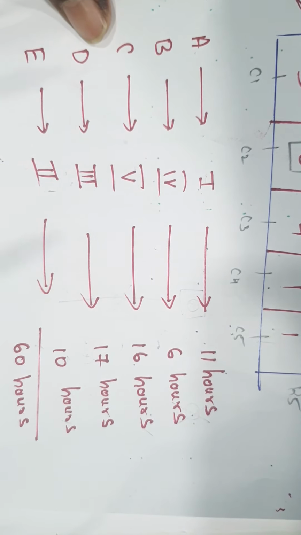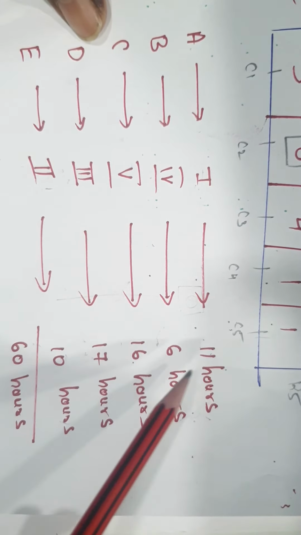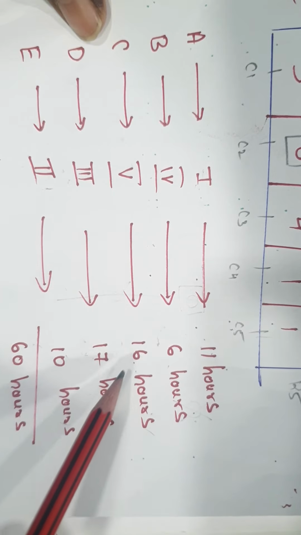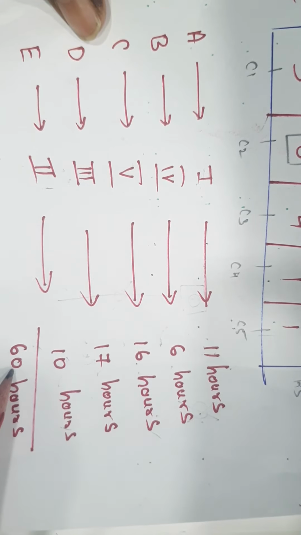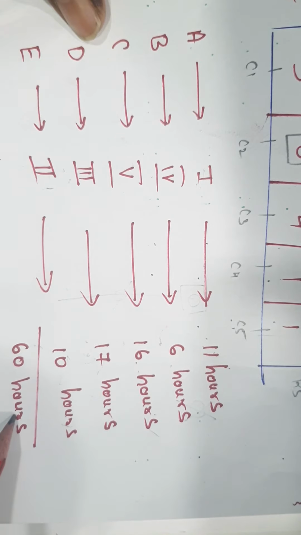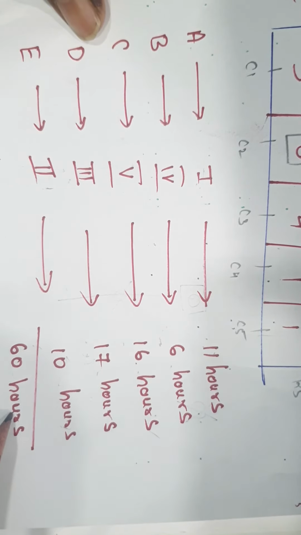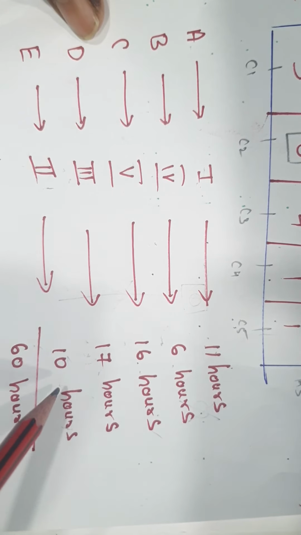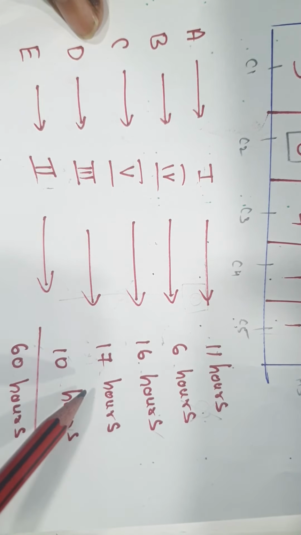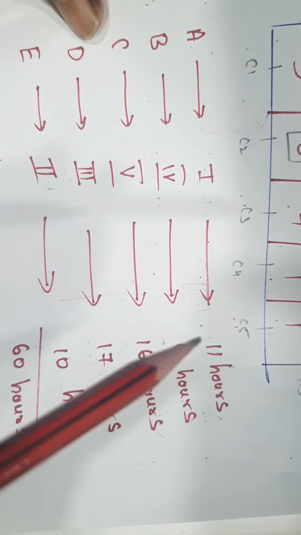After getting this, what you have to do? 11 plus 6 plus 16 plus 17 plus 10. If you add all this, how much will you get? 60 hours. Like this you have to find out the total cost of the assignment, and where you have to assign.